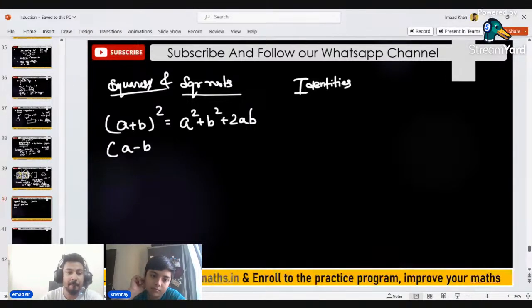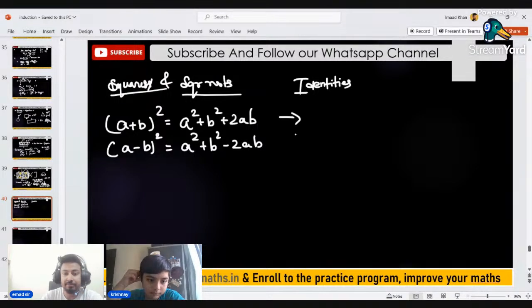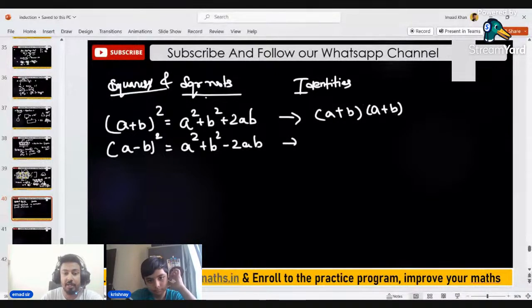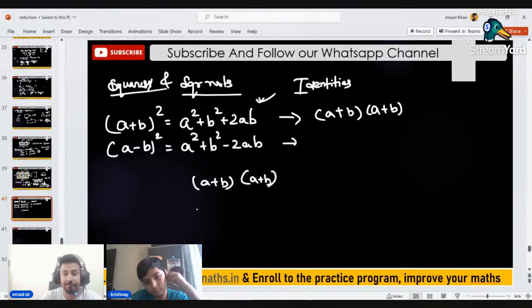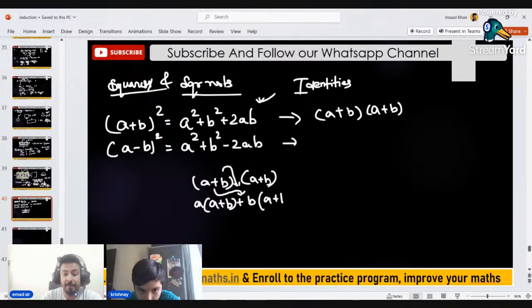A minus b whole square is a square plus b square minus 2ab. Now, how they come, you can easily find out. A plus b into a plus b is nothing but a plus b whole square, right? Both are binomials, so if you multiply, you will get this. I'll just show you an example: a plus b into a plus b. So a into a plus b, plus b into a plus b. So this becomes a square plus ab plus ba plus b square.